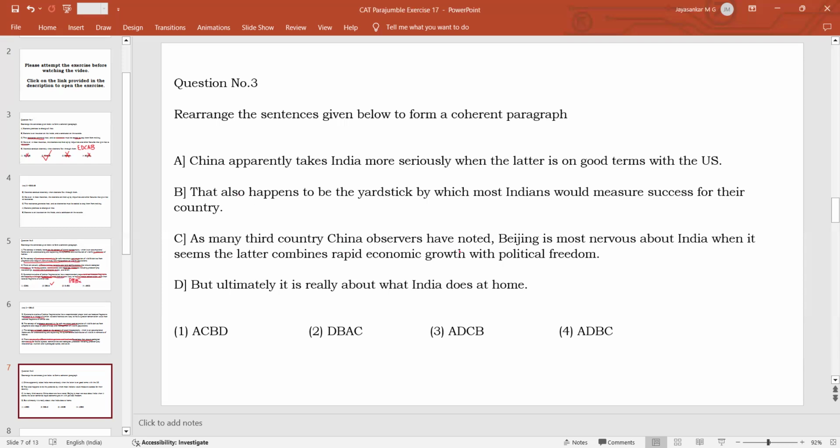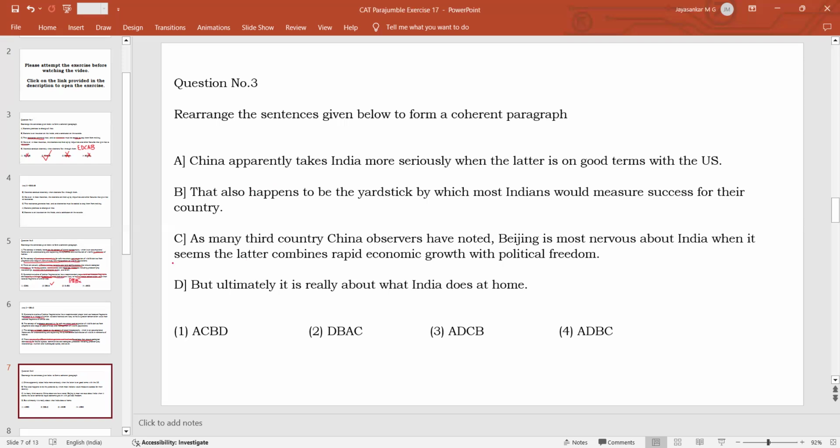As many China observers say, Beijing is most nervous about India when the latter seems to combine rapid economic growth and political freedom. So this is a slight contradiction, because here it says that China takes India seriously when we are friendly with the USA. Then here he has said that Beijing becomes nervous when India is combining economic growth with political freedom. Means whatever we are doing domestically. So here it is external relationships. Here it is domestic development. So these two sentences are actually contradicting each other. So this cannot be a good answer.